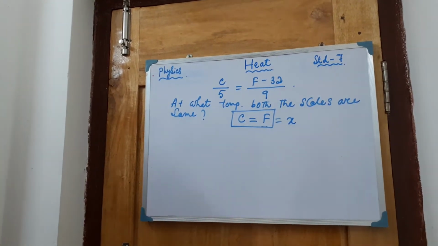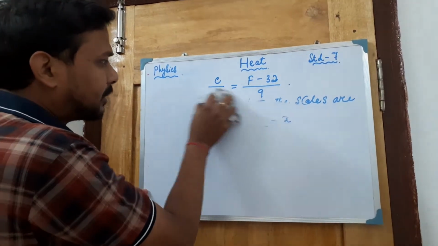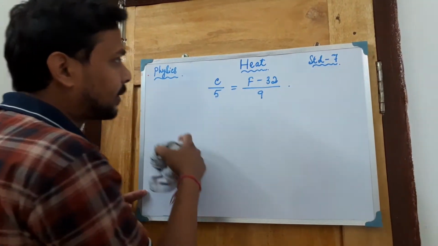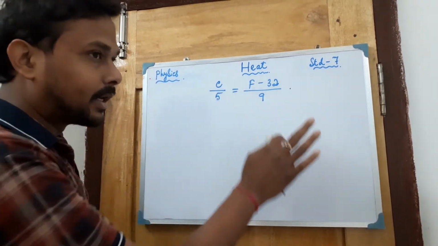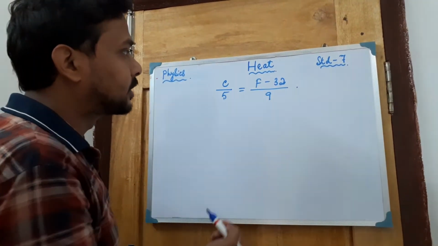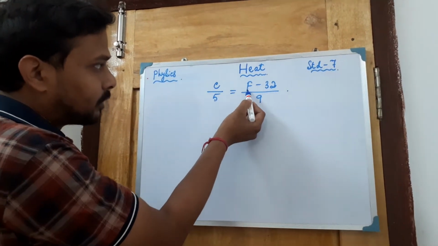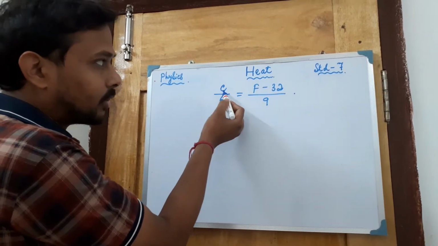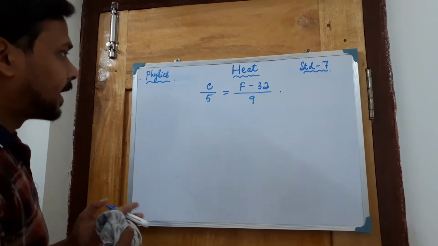Next, in this chapter, simple numericals will come. Suppose C is given as 100 degree centigrade, then what will be F? From here you can calculate. Suppose F is given as 212 degree Fahrenheit, then what will be C? Here you will put 212, then calculate C. It's a simple calculation. So this type of numerical may come in the exam.